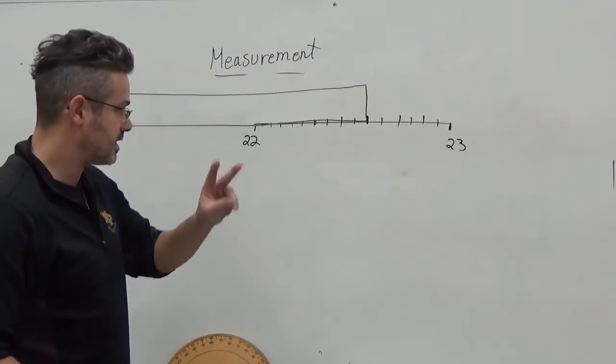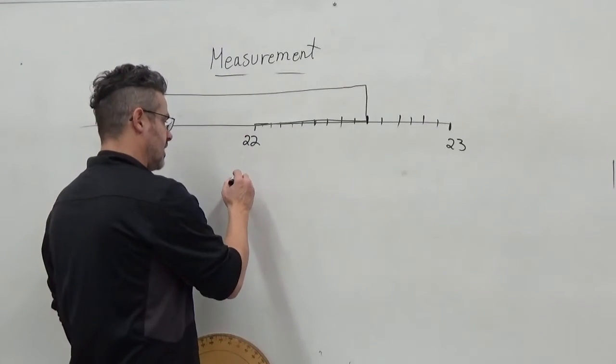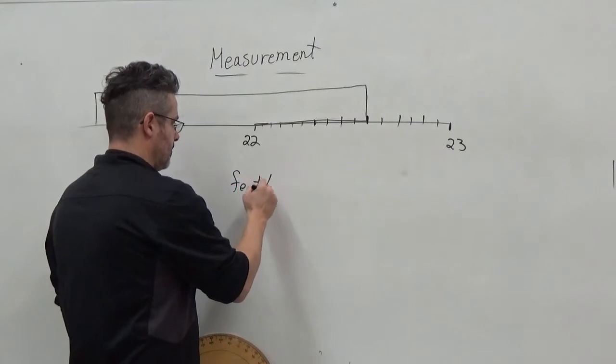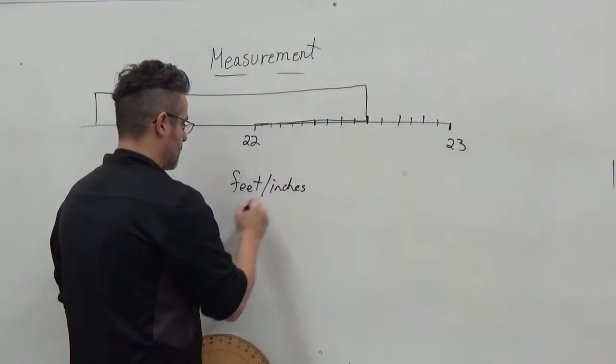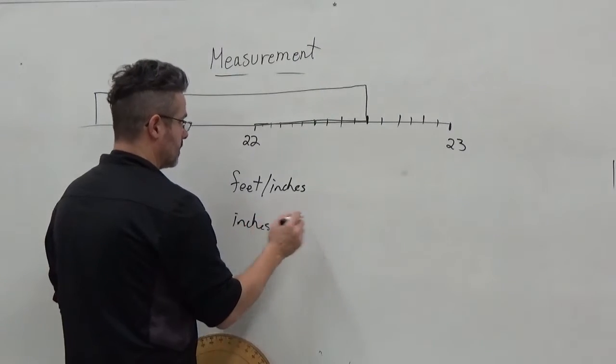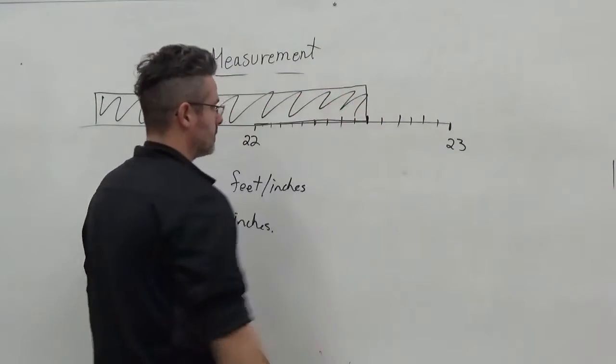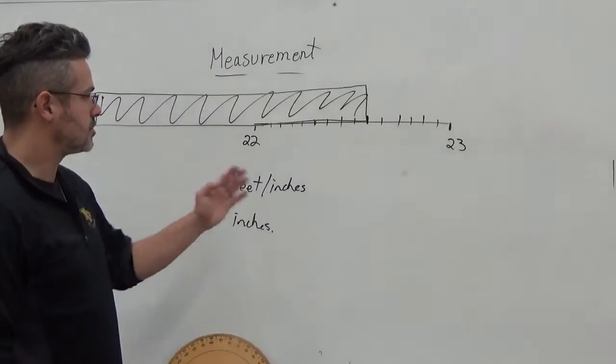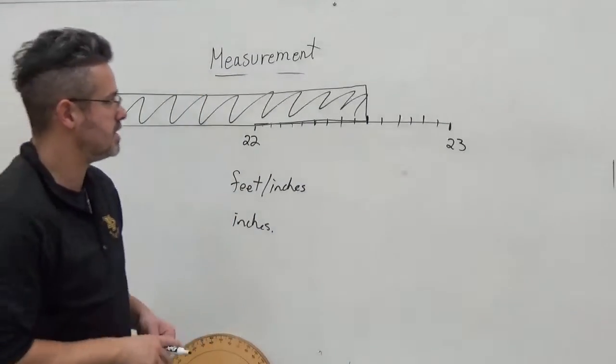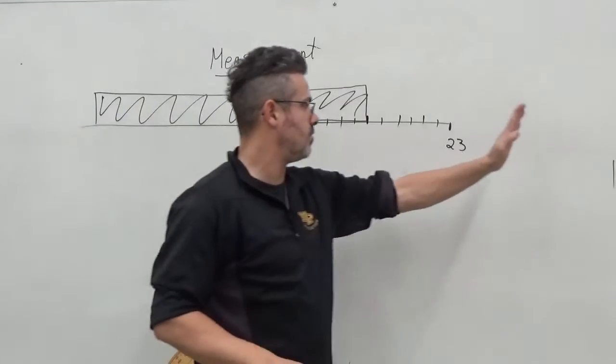So I could ask you 2 things. What is this in feet and inches? And what is this in inches? Tell me the length of this board. So this is a pretend board. Knowing your 12 times table, well, this one's pretty easy. We know that 12, 24 would be 2 feet.